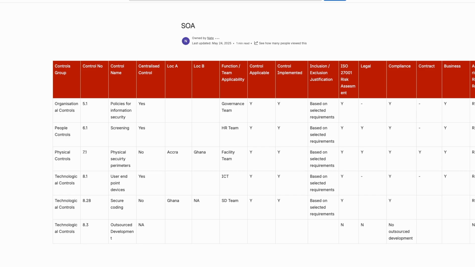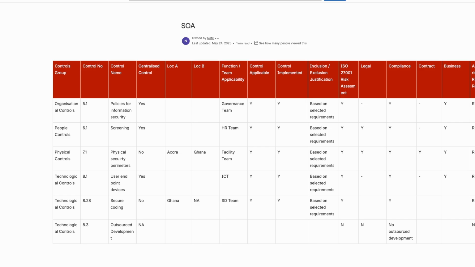And then, in what ways are these controls applicable in the environment? So you could see here I said it is applicable based off selected requirements. So what are the selected requirements? It is applicable because we have legal requirements. It is applicable because we have contractual and compliance requirements. It is applicable because there is a business need for this control. Look at the last one, which is technical control, outsourced development. Because the organization does not outsource development, I have no justification, and I say that it is not applicable because we do not outsource.